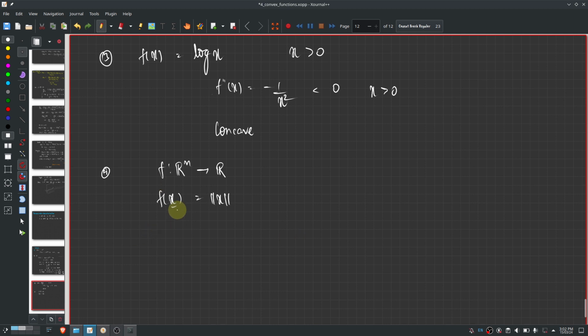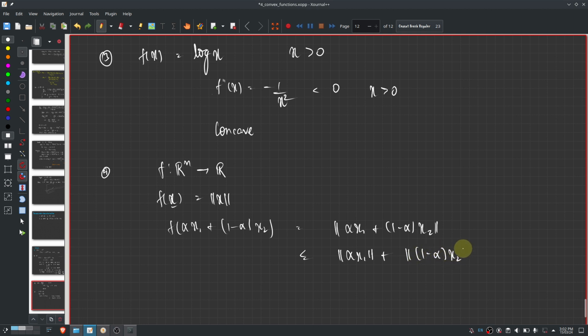Correct. So we just go back to the definition of convexity. You take f of alpha x1 plus 1 minus alpha x2 for some alpha between 0 and 1, and any 2 points x1 and x2. This is equal to the norm of alpha x1 plus 1 minus alpha x2. But just by triangle inequality, we know that this is less than or equal to norm of alpha x1 plus norm of 1 minus alpha x2.